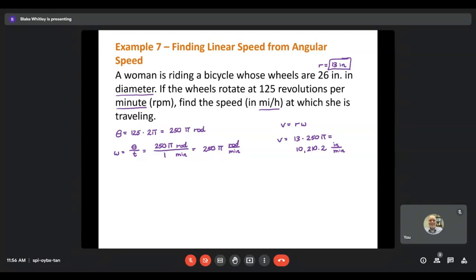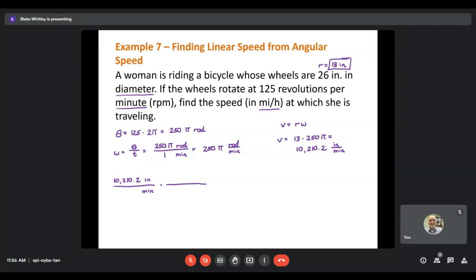So I'm going to take the 10,210.2 inches per minute. And when I do conversions, I always multiply. That way I never have to worry about, well, am I multiplying to go one direction, dividing to go another direction? I just always set up a fraction and try to cancel out my units, and that way I can always multiply. I'm going to multiply.